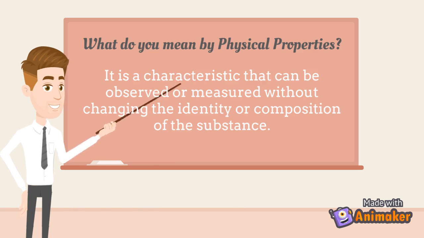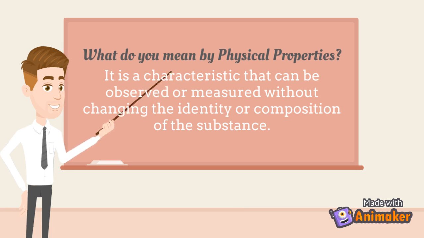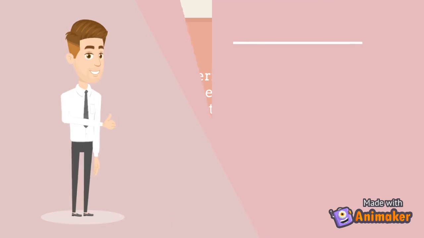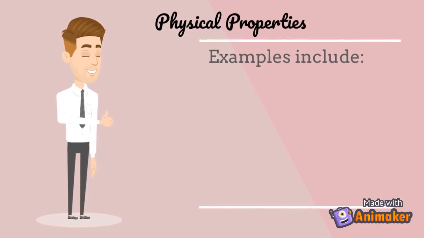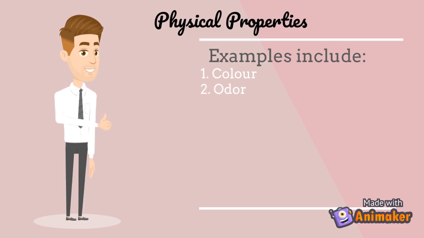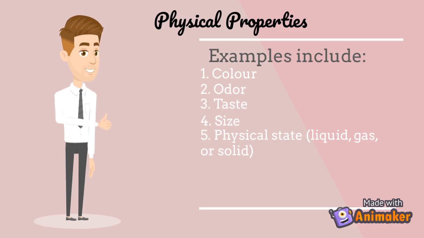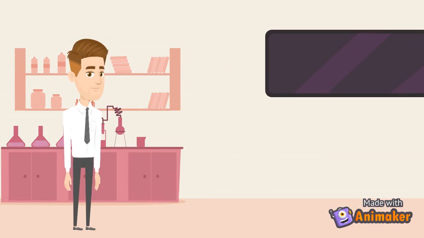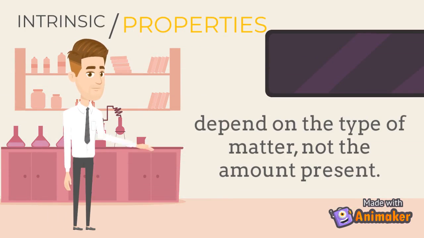Physical properties is a characteristic that can be observed or measured without changing the identity or composition of the substance. Examples of physical properties may include color, odor, taste, size, physical state, whether it is liquid, gas, or solid, the boiling point, the melting point, and the density. Intrinsic properties depend on the type of matter, not the amount present.